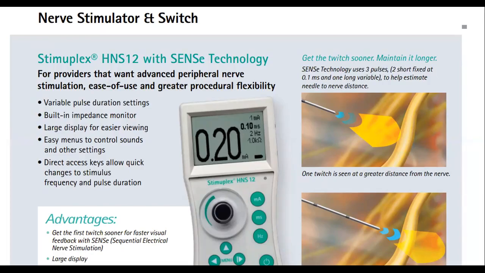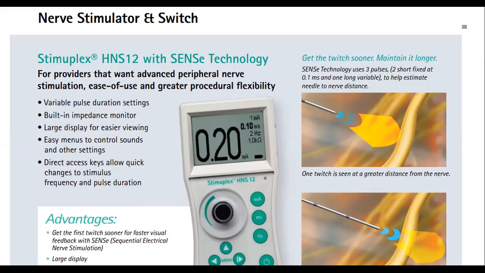So SENSE technology basically uses 3 pulses. 2 will be of short pulse duration, 0.1 milliseconds. The third will be of longer duration. As you can see here, these 2 are shorter pulse duration, and the third will be of longer pulse duration. So that gives a frequency of 3 Hz. The advantage is you get the first twitch sooner, for faster visual feedback, with SENSE and a large display. So even if the needle is far away from the nerve, you'll get a motor response. That is the major basic advantage of using SENSE technology.